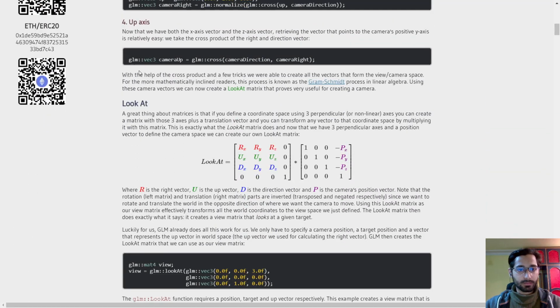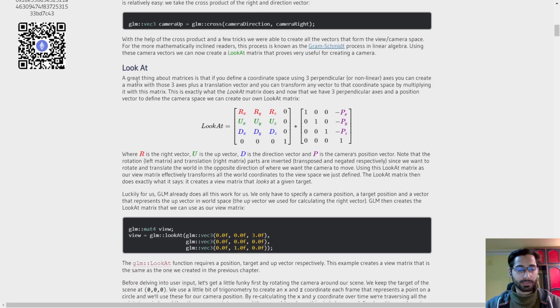Look, we got this. With the help of the cross product and a few tricks, we were able to create all the vectors that form the view of the camera space. For more mathematically inclined readers, this process is known as the Gram-Schmidt process in linear algebra. Using these camera vectors, we can now create a look at matrix that proves very useful for creating a camera.